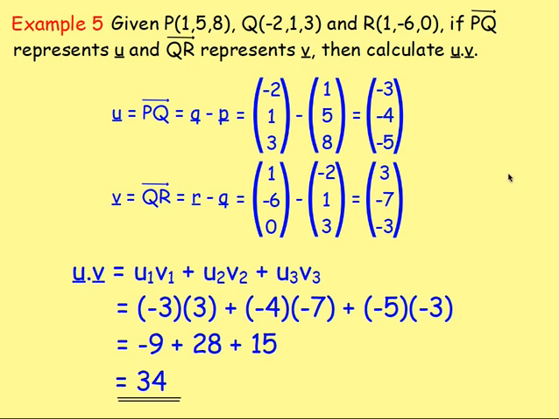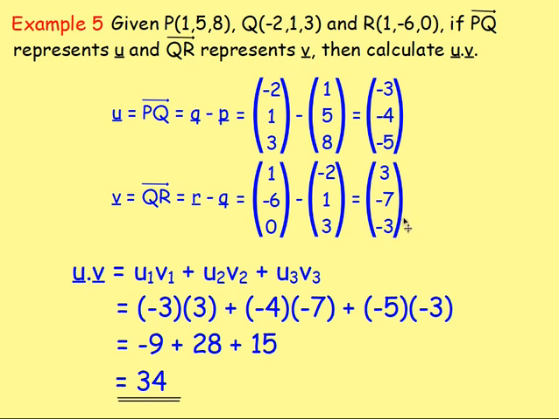With this one, we had to work out u dot v, but to do that, we need the components of the vectors u and v. So in this case, to work out u, well, it told us u is pq, so we have to first of all work out pq, that's q minus p, work that out, and you would get the components negative 3, negative 4, negative 5. For v, it told us that that is qr, so do r minus q, we get the components, and we'd have 3, negative 7, negative 3.